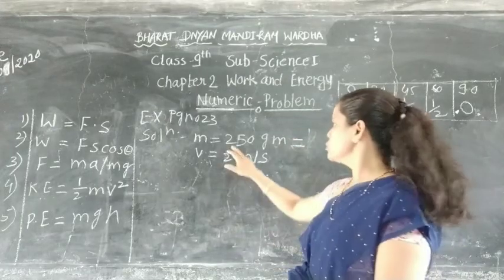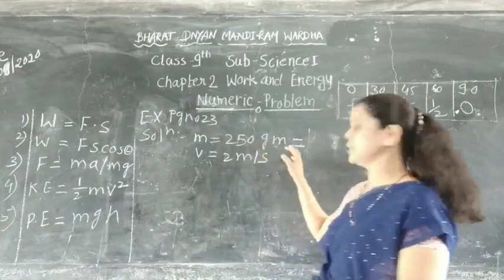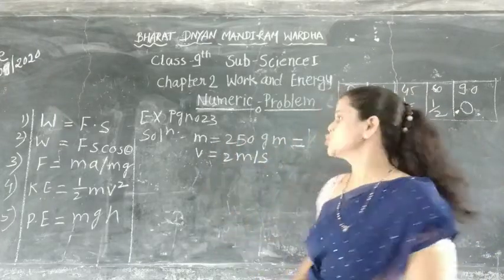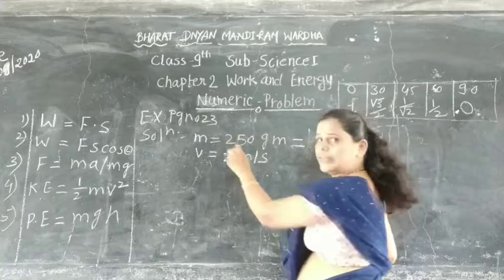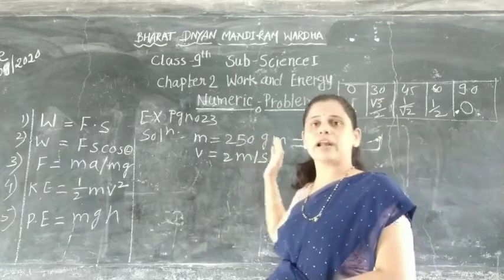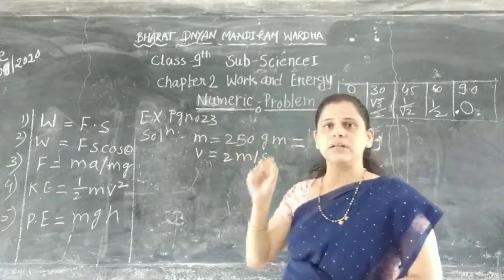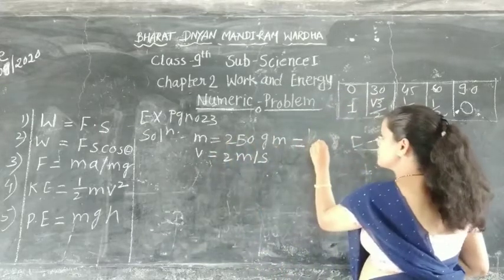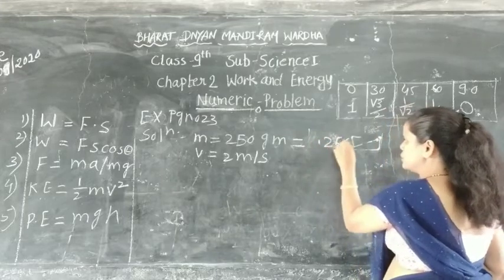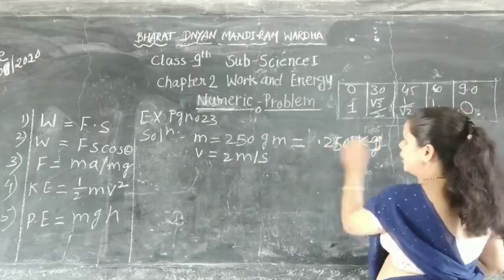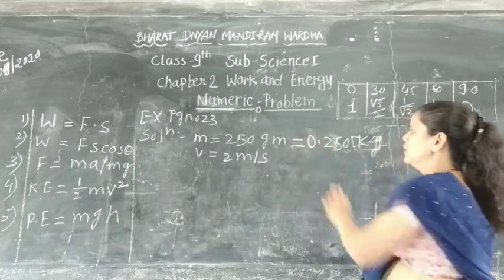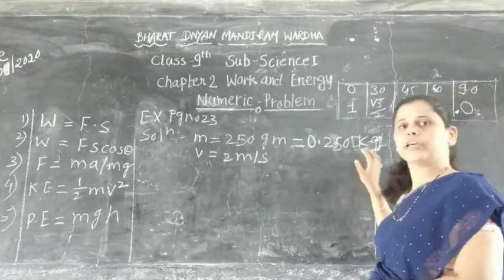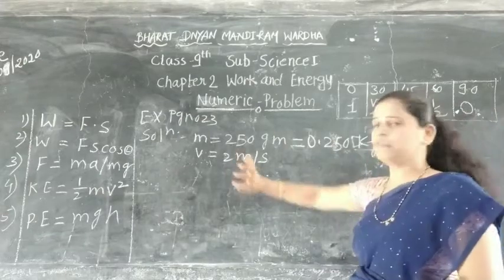So 250 gram, convert into kilogram, and 1 kilogram equals 1000 gram. So after three digits from the right-hand side, put the decimal. 1, 2 and 3, that means 0.250 kilogram, and before the decimal write the 0. So the value is 0.250 kilogram. This is the SI unit of mass.